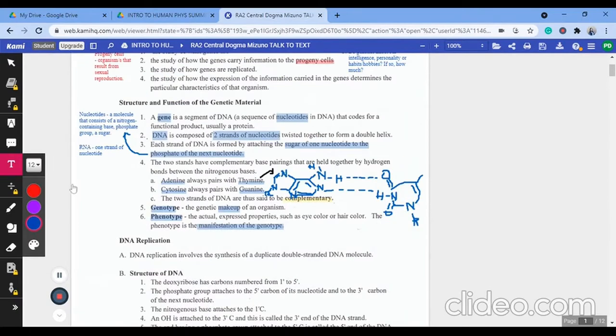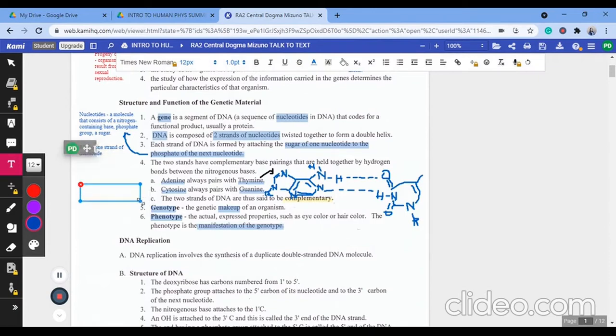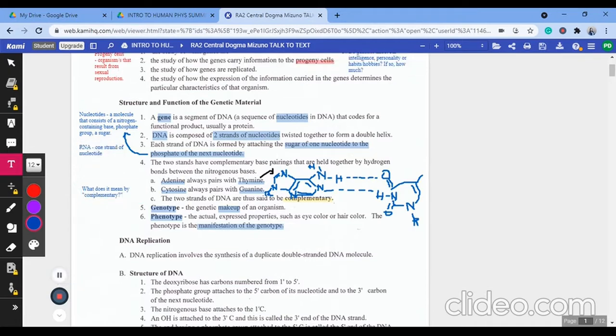So now let's move on to this 4C statement that says the two strands of DNA are thus said to be complementary. I'm not sure what it means by complementary. Does it mean that the other strand will not function without the other? So yeah, I'm not sure what that means, but okay.